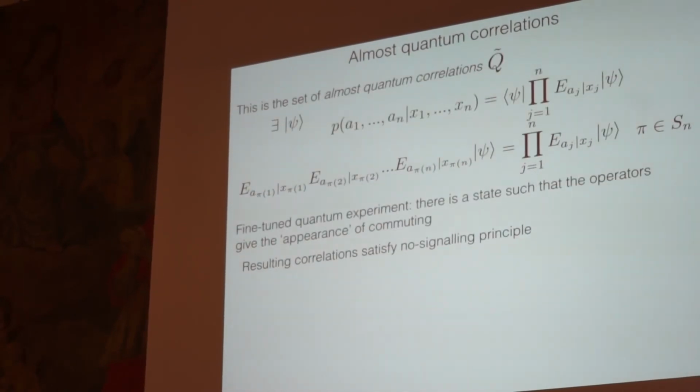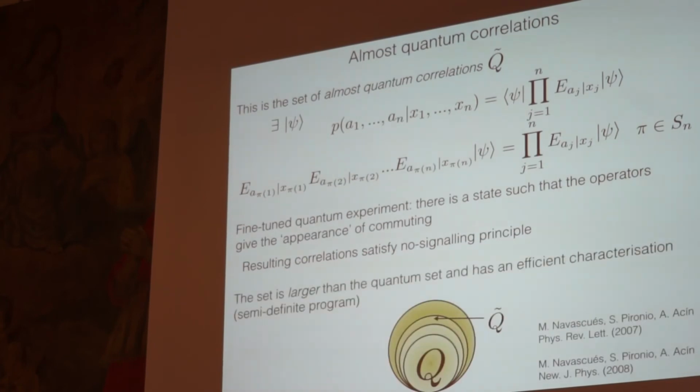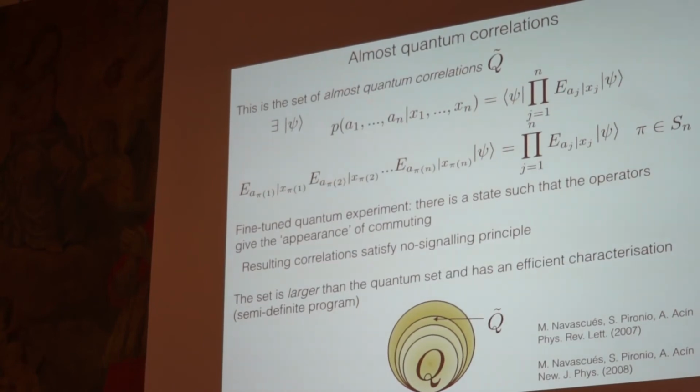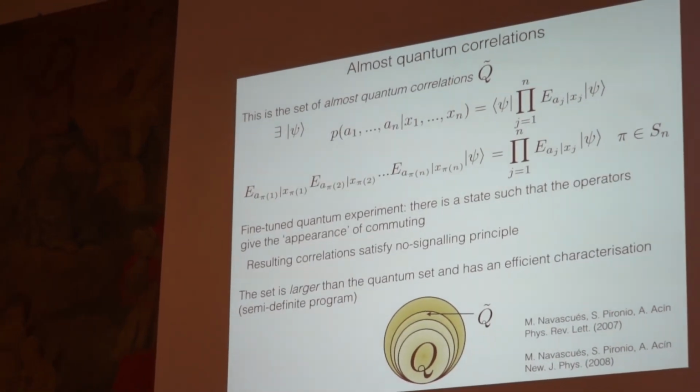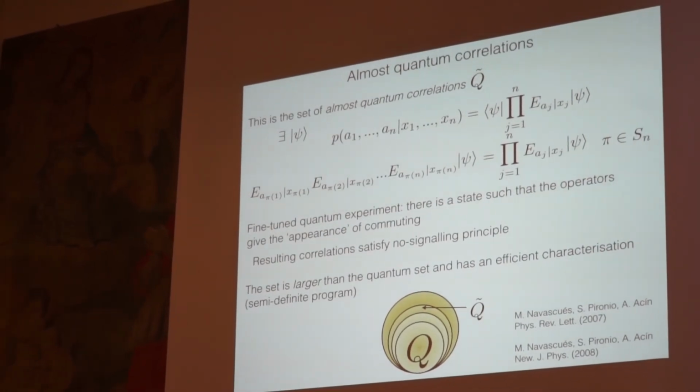So one kind of working way of thinking about this is to think of it as like a fine-tuned quantum experiment, that there exists a particular state such that I can have potentially non-local operators acting across several sites that actually give the appearance of commuting. So that means that the resulting correlations satisfy the no signaling principle. But the important thing is, because we just have this existential quantifier instead of some universal quantifier, we know that the set is larger than the quantum set. It can be potentially larger than the quantum set, so we prove analytically that this is true in the paper.